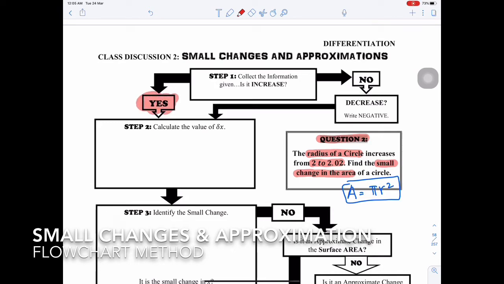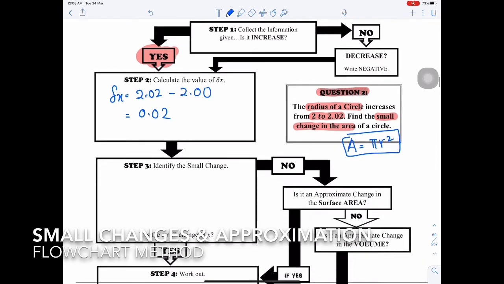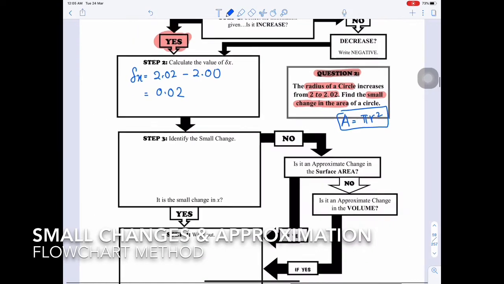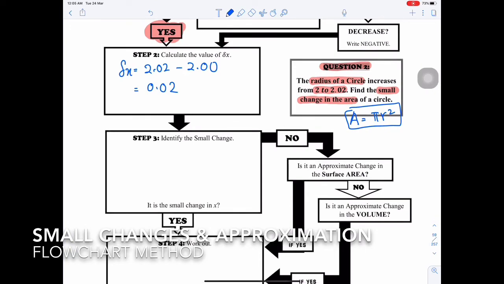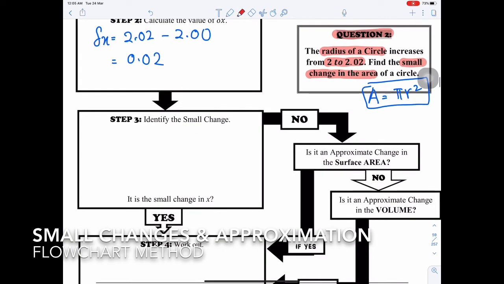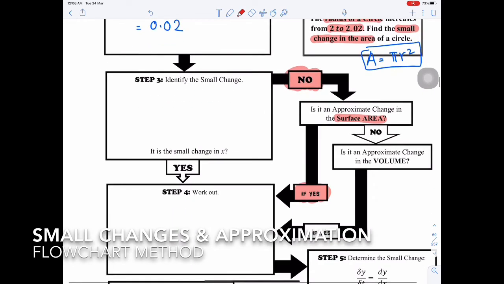Okay, yes. Calculate the value of delta x, which equals 2.02 minus 2.00, so the answer is 0.02. Next step, identify the small change. Is it the small change in x? No, so the answer is no. And then answer the follow-up question: is it approximate change in surface area? Okay, so the answer is yes. You color it and then you work out.